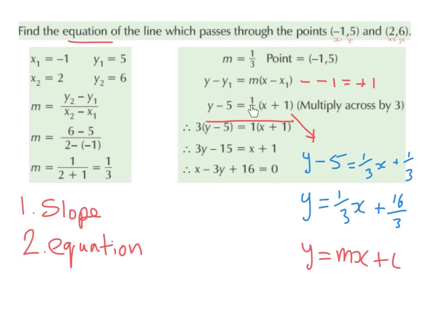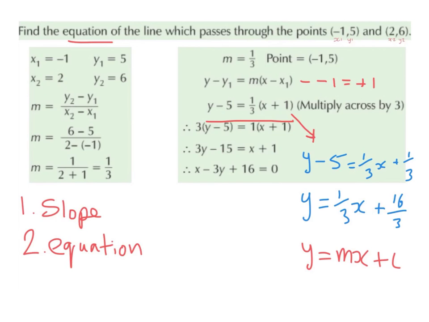And minus -1 is +1, so that's where that +1 comes from. So since we have 1/3 here, we want to get rid of the fraction, so we're going to multiply across by 3. So it's going to be y minus 5 multiplied by 3, so we just bring the 3 in front with brackets around the y minus 5. 1/3 multiplied by 3 is just 1, so it's going to be 1 multiplied by x plus 1. 3 multiplied by y is 3y, 3 multiplied by -5 is -15, bring down the equals. 1 multiplied by x is x, 1 multiplied by 1 is 1.